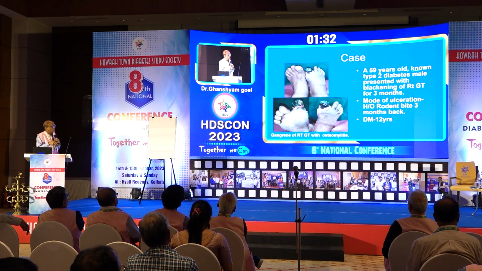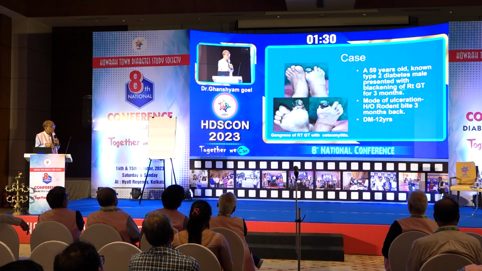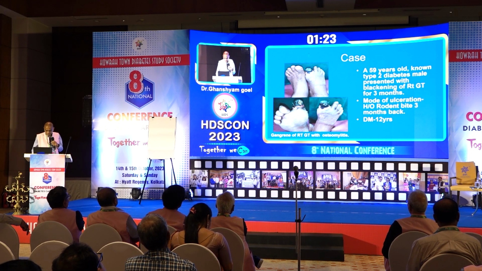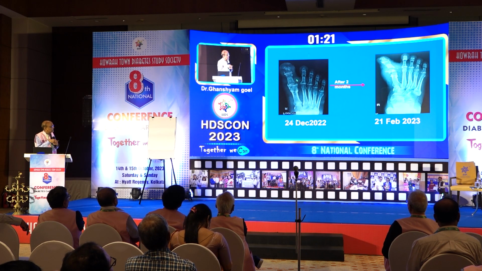This patient, a 59-year-old known type 2 diabetic, is presenting with blackening of the right great toe, you can see, for 3 months. Mode of illness, rodent bite, 12 years diabetic. This was the X-ray which was done around 2 months back, but when he came to us on 21st of February, this was the X-ray.